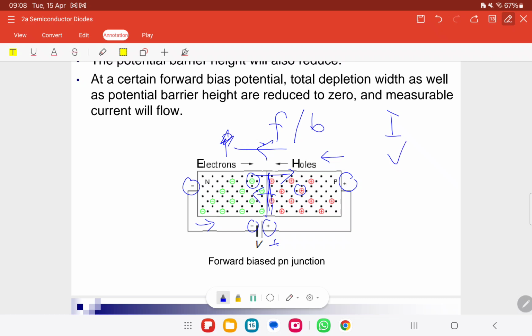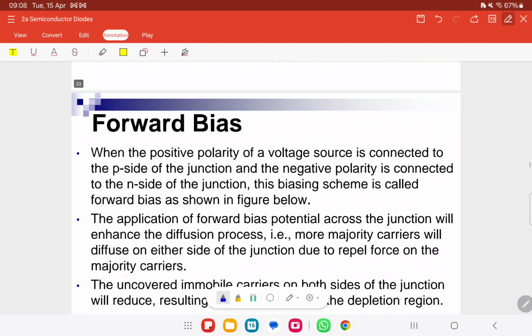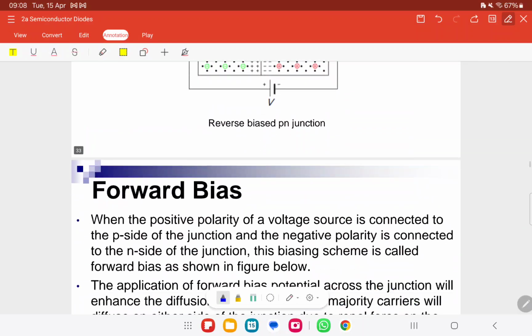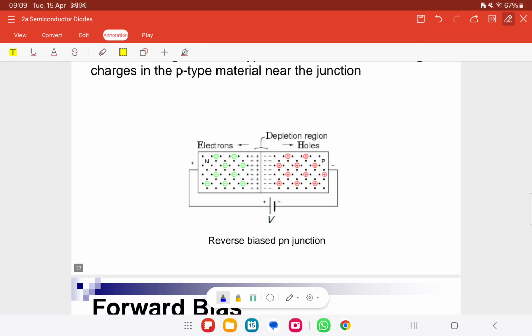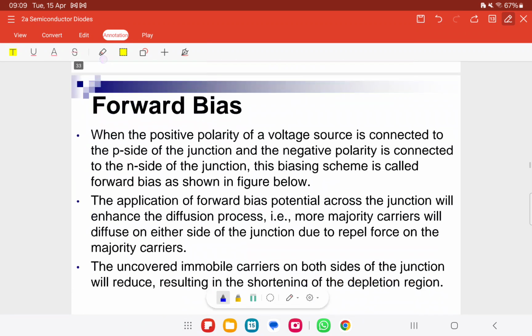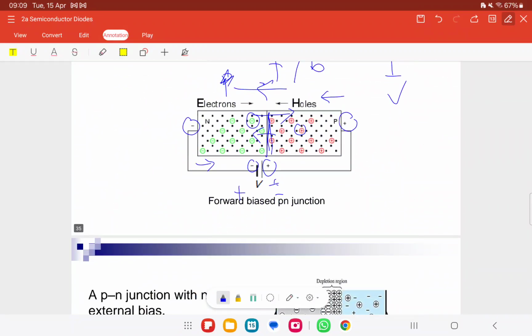Yes? So what if we reverse the battery? Yes, very good question. So now what happens if we change the battery? This one is for forward bias. In forward bias, there is no space charge region and the current can easily flow. So what will happen if we change the polarity of the battery? Look at the polarity here. This is negative on this side, and this is positive.